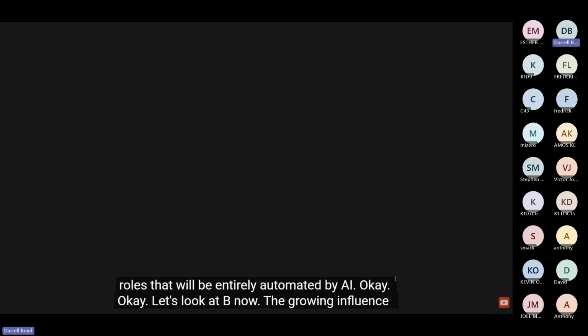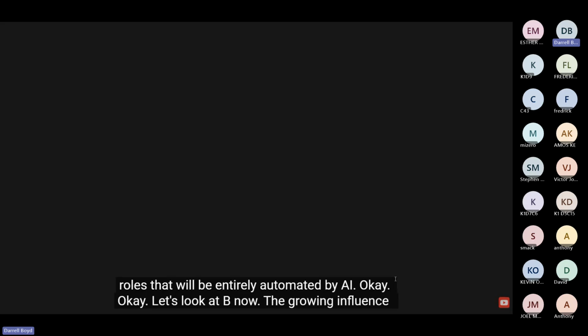So let's start with number 1. The percentage of roles that will be entirely, that's the key, or that's our keyword there, entirely automated by AI. It does talk about some percentages, but it doesn't say entirely automated by AI. So we can remove A.